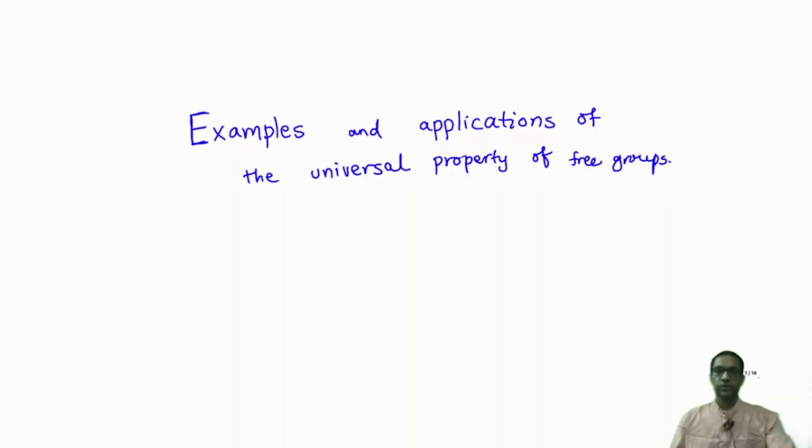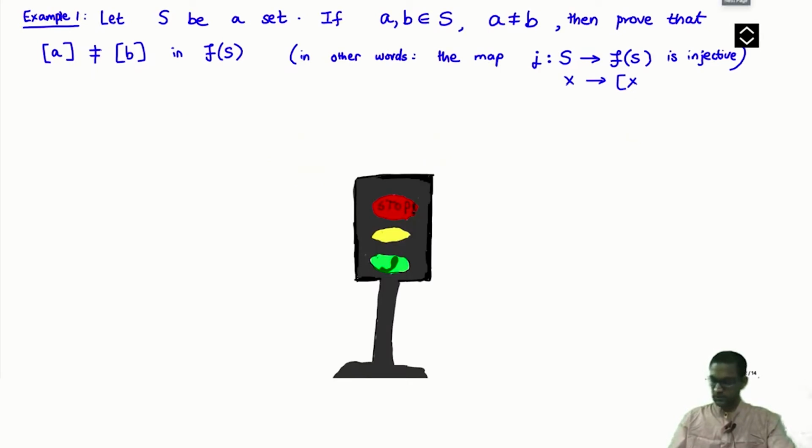Today we will talk about some examples and applications of the universal property of free groups. Okay, so we'll do 4 examples today. So let me skip to the very first one. So here's the example or a problem.